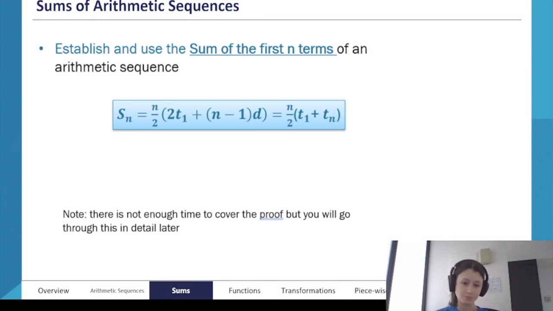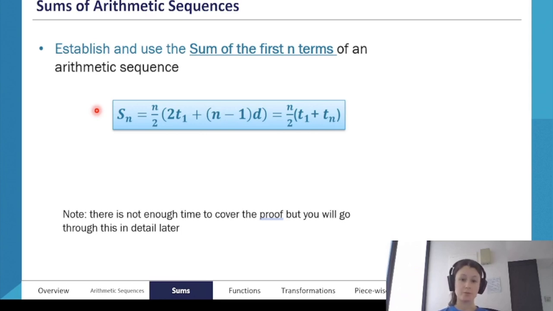So, this is, I believe, the last dot point in this topic for the syllabus. So, the sums of arithmetic sequences are an application of arithmetic sequences. And this is the formula here that we need to use. So, essentially, the sum of an arithmetic sequence tells us the sum of all of the terms in that sequence.